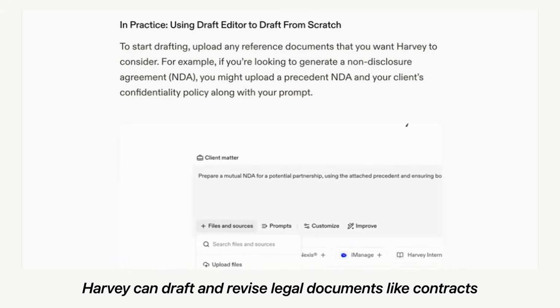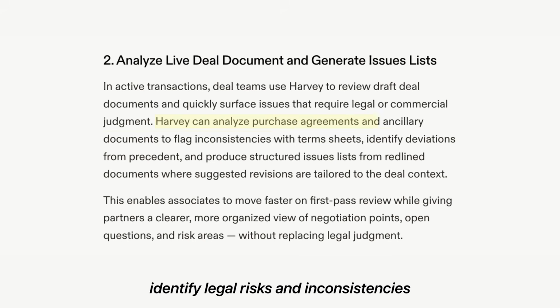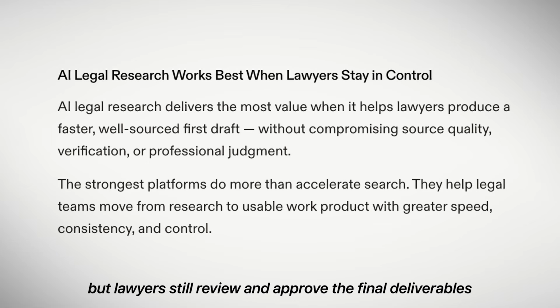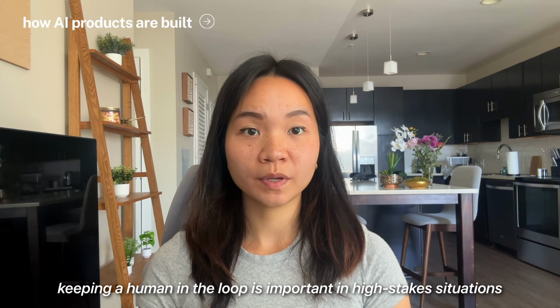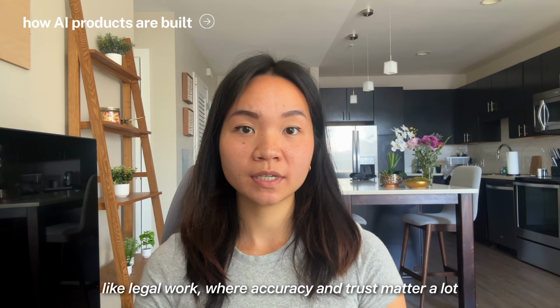Harvey can draft and revise legal documents like contracts, identify legal risks and inconsistencies, and prepare negotiation summaries and recommendations. But lawyers still review and approve the final deliverables. Keeping a human in the loop is important in high-stakes situations like legal work, where accuracy and trust matter a lot.